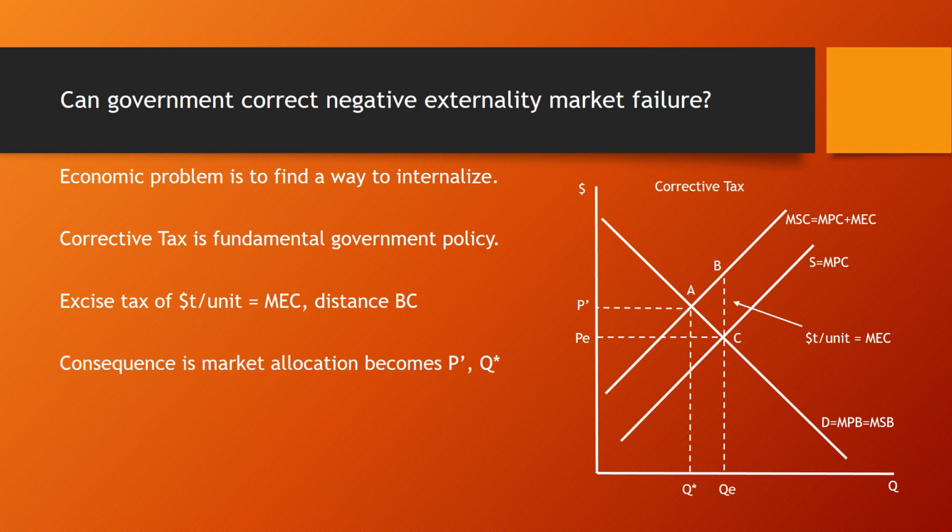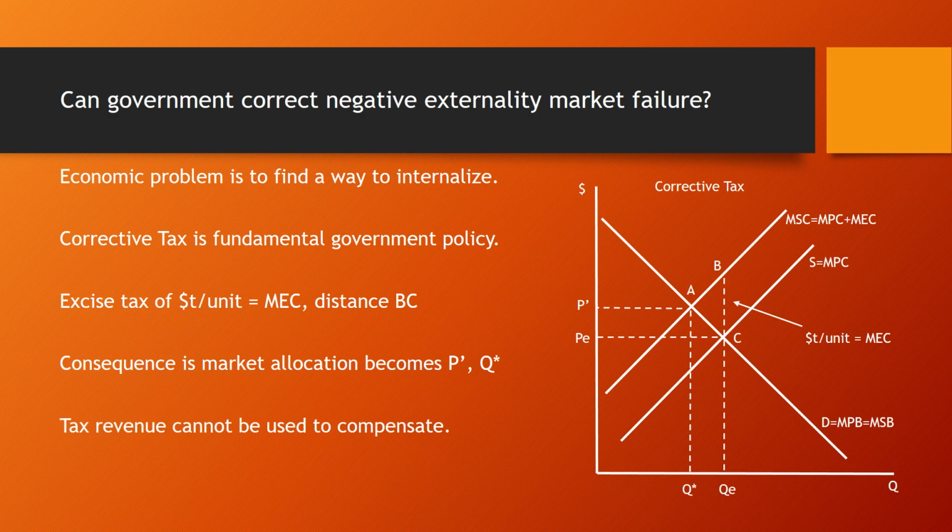The consequence of this specific excise tax is that the market supply curve now becomes the same as MSC in the diagram. This means that after the tax is imposed, the market equilibrium quantity becomes Q star. Notice there is also an increase in price from PE to P prime. That is, the corrective tax internalizes the marginal external cost, and the market allocation becomes the efficient quantity of output. The market failure is thereby corrected.